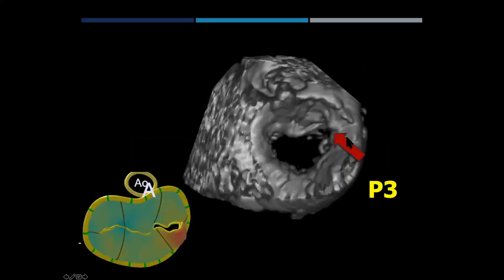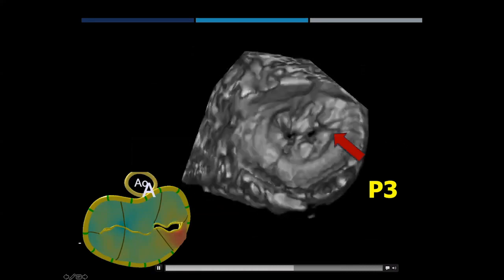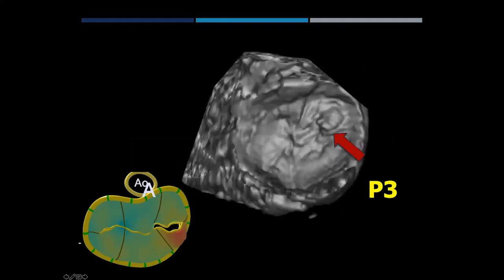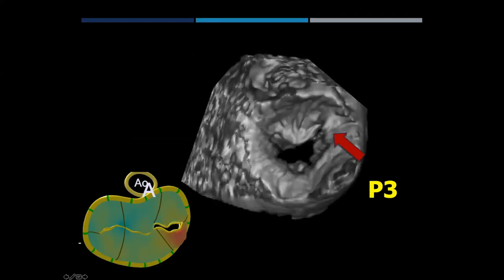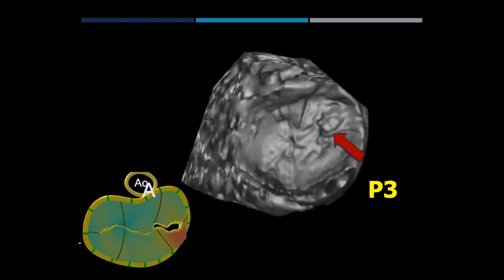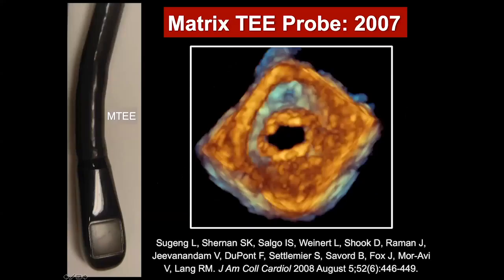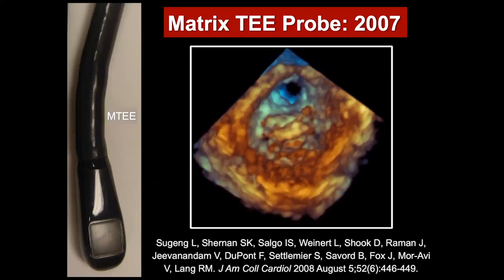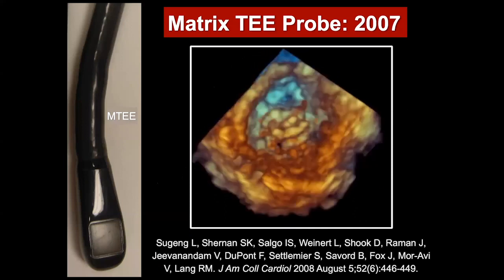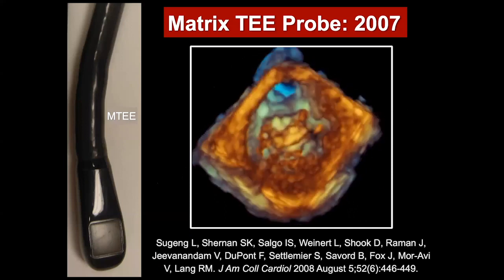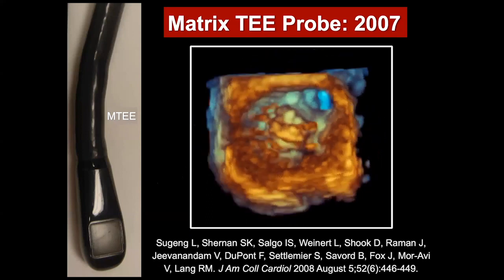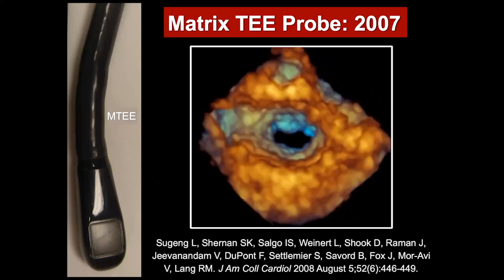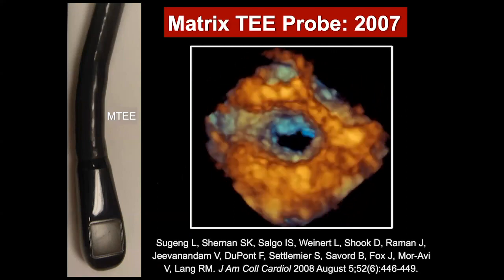And with 3D echo, this is actually a very old 3D echo, but you can appreciate the flail P3 leaflet. And this corresponds with the tiny ruptured cord that we were visualizing in some of those 2D planes. Now, the reason why we are able to see such good images of the mitral valve, and this has actually revolutionized the way we assess the mitral valve, is because of the matrix TEE probe, which was only invented less than 15 years ago. This is actually one of the first images that was taken way back in 2007, 2008 with the matrix TEE probe.